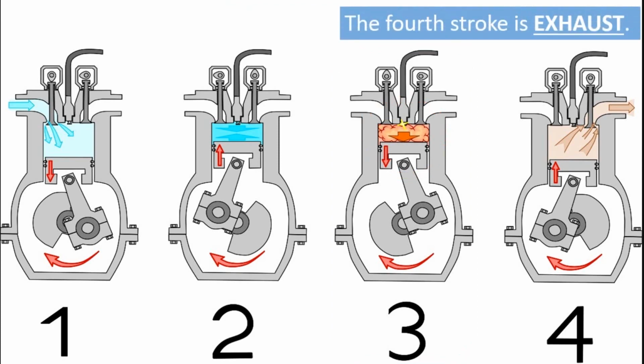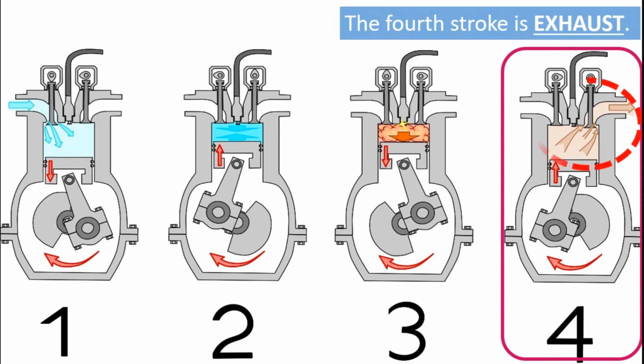The fourth stroke is exhaust. This completes the 4-stroke combustion process, as the piston is pushed back upward by the connecting rod, while the exhaust valve opens up and releases burned exhaust gases out of the combustion chamber.